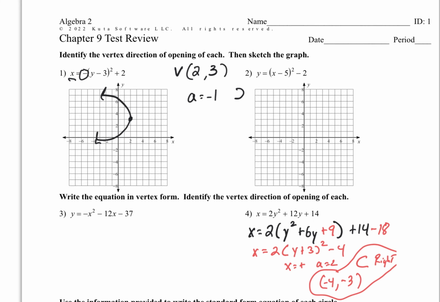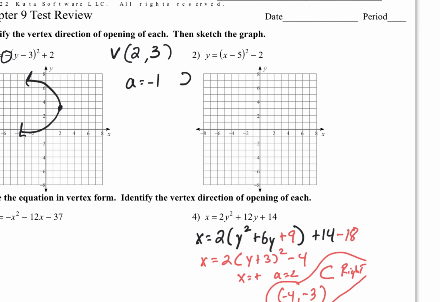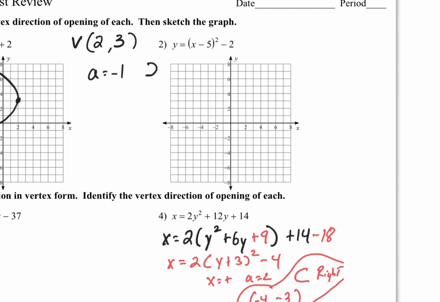the directions for number 2 say identify the vertex, direction, and the direction of opening, and then sketch the graph. So it's a y equals, so we know this is a parabola. We've got a parabola, and we know that it has to kind of look like a y, so it's either going to open up or down. So we look at the a value. The a value, remember, is the value that's out in front. There's nothing there, so it means it's positive. So a is positive, so this means this is going to open up.